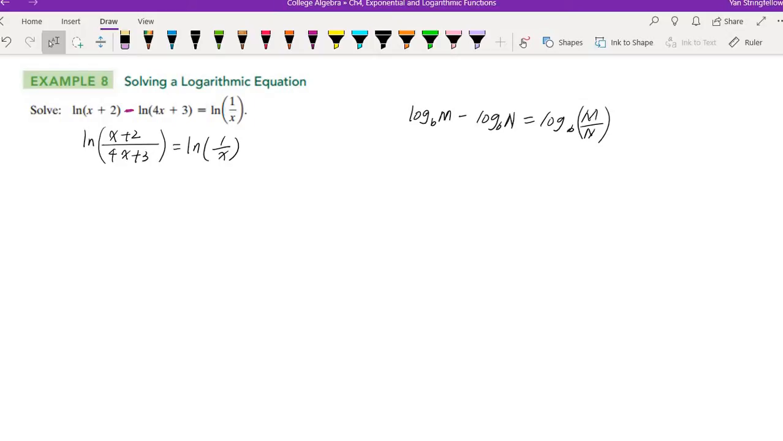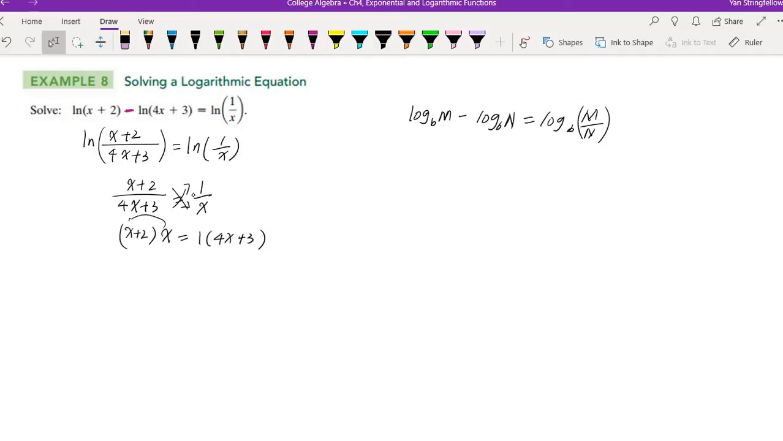If you look at this, we have natural log on the left side and natural log on the right side. They're equal to each other. That implies the inside must be equal to each other, right? That will be x plus 2 over 4x plus 3, and that must be equivalent to 1 over x. We're just going to do a cross multiply. This is something we have learned in the past.